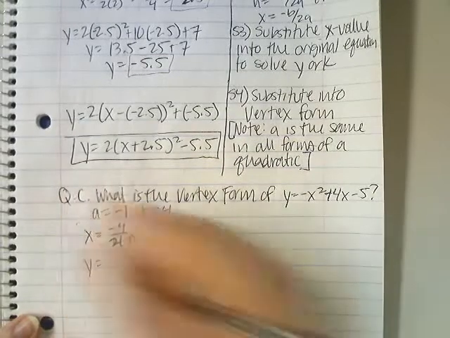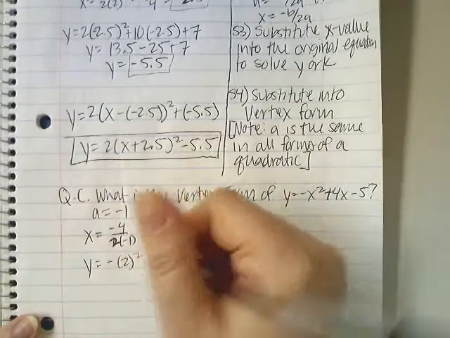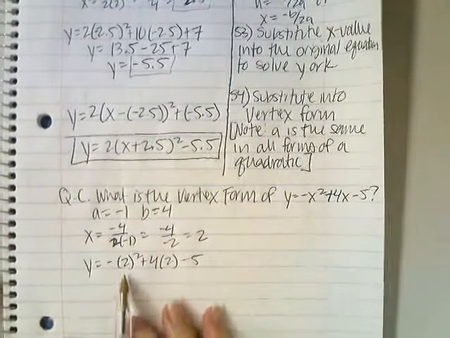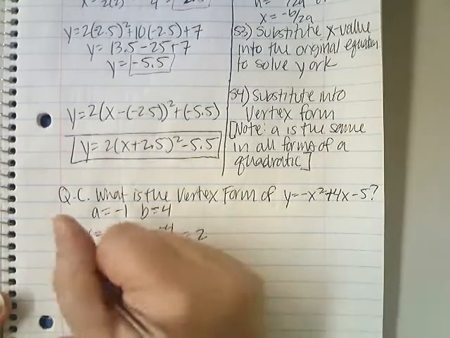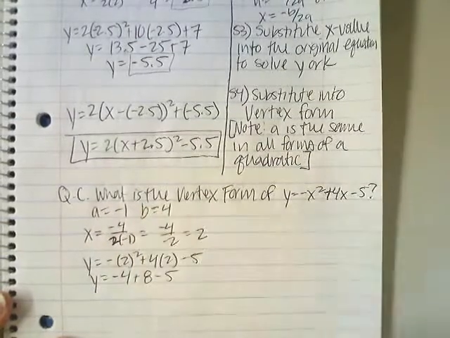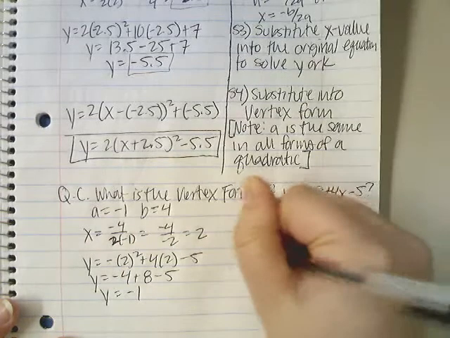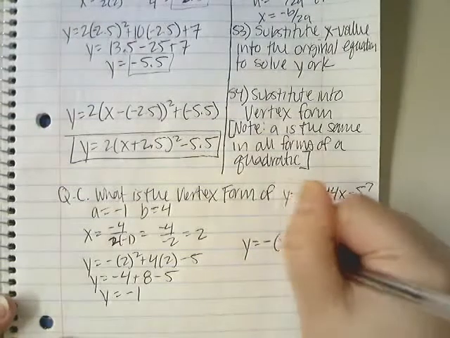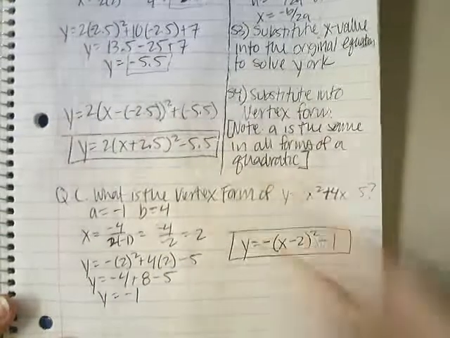So when I plug that back into my original equation, I have negative 2, that quantity squared, plus 4 times 2 minus 5. One thing I want to note is the 2 is squared separate from the negative, so the a value is outside the parentheses squared. So I get y is equal to negative 4 plus 8 minus 5, which simplifies to y equals negative 1. When I plug those all back into vertex form, I get y is equal to negative, so the negative a still stays in front, x minus 2 squared minus 1. And that is my vertex form of that quadratic.